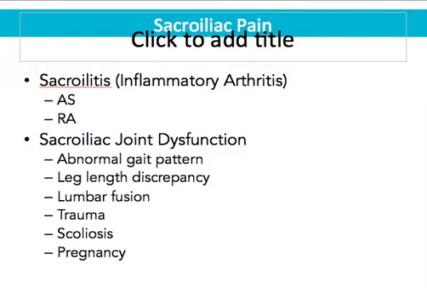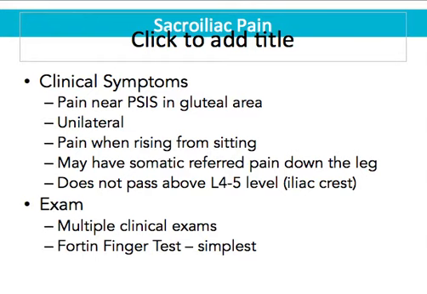You can see that a lumbar fusion, trauma, scoliosis, pregnancy, all those things can create SI pain. Some of the clinical symptoms: you'll have pain near the PSIS in the gluteal area. It will typically be unilateral, but not always. Pain when rising from sitting.